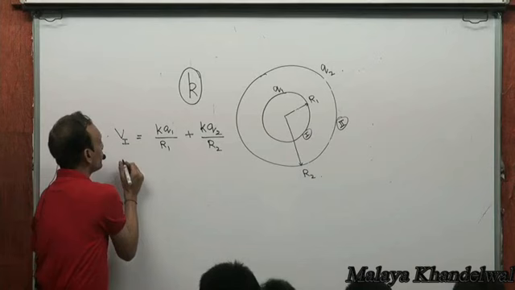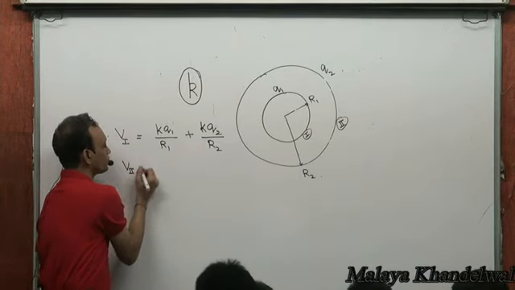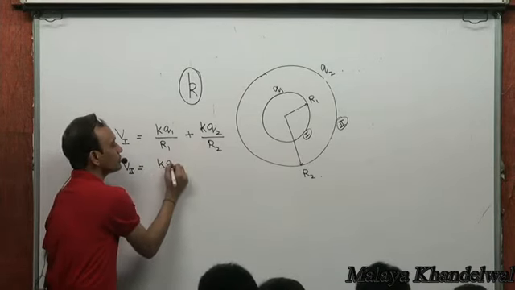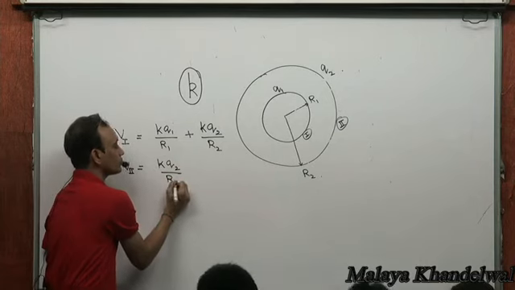Now, the potential on 2 because of its own charge is k q2 by r2. Yes or no?